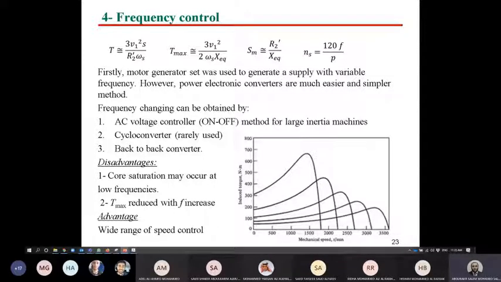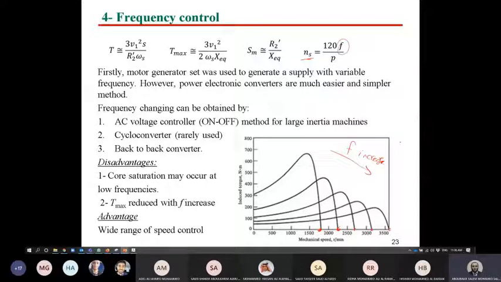Another variable is frequency. For frequency control, let's see together the advantages of frequency control and what is the effect of increasing or decreasing frequency. If we increase the frequency, what will be the effect on all of the boundaries? Increasing frequency will lead to an increase in NS. So this is the direction of frequency increase. As you can see, NS is increasing by increasing the value of frequency.